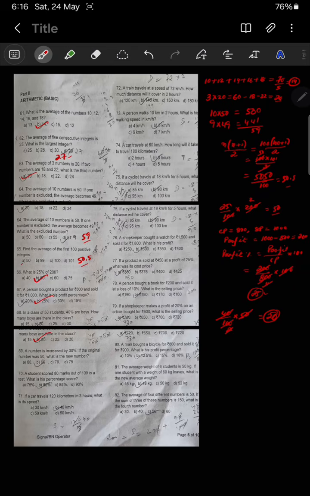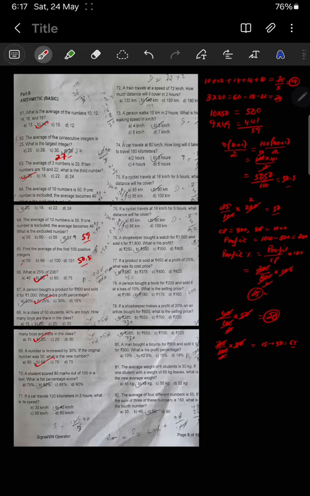Next, question number 69. A number is increased by 30%, if its original number is 50, what is the new number? So again 30% means what? That is your 30 by 100 and then into 50. If you simplify again, 50 and 100, it will be 2 times. Then 30 and 2, if you divide, it will be 15. Now plus original 50. So 15 plus 50 equal to how much? It is your 65. So if you see here the options, which one? Option B is your correct option.